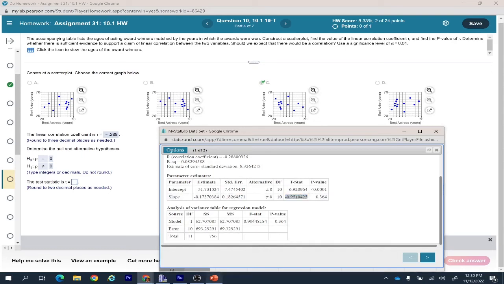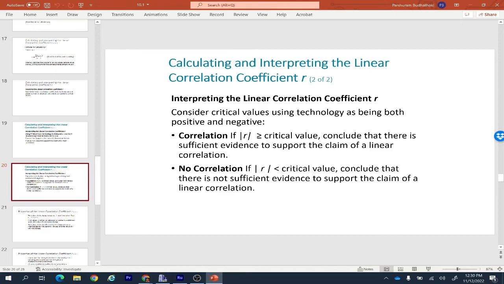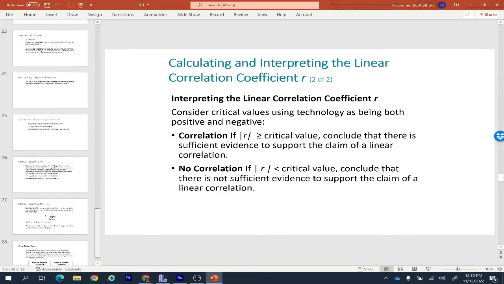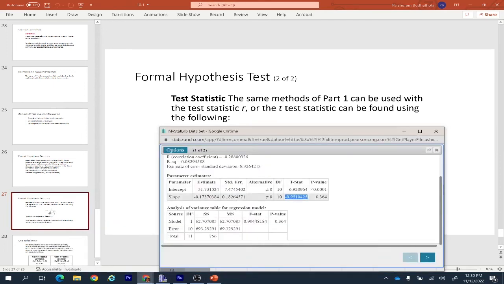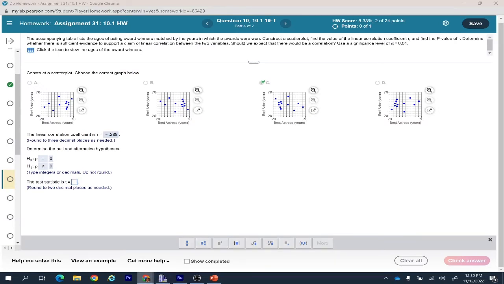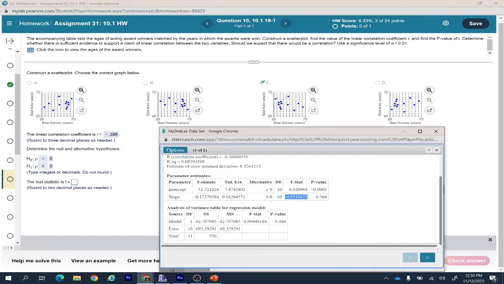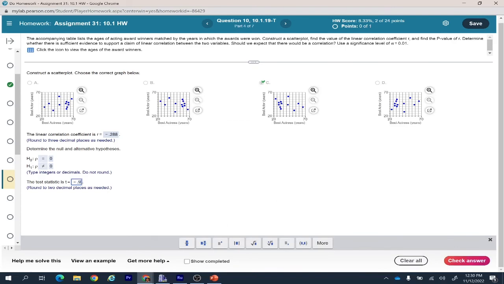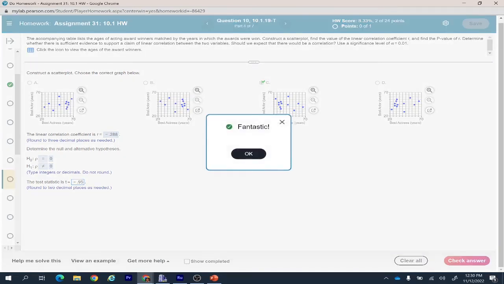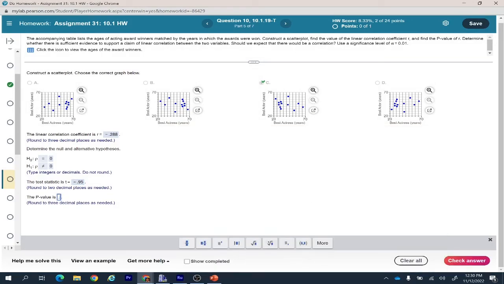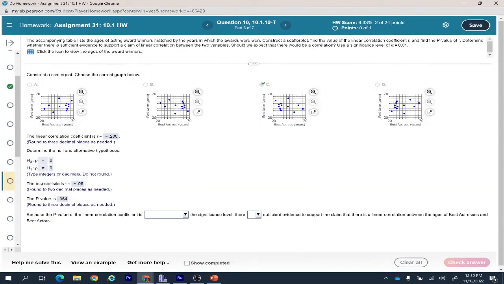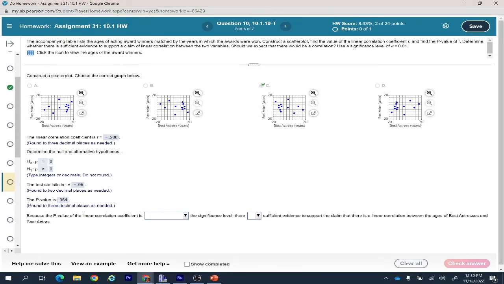You can find this value using your calculator and your formula, which is this formula, or you can use your StatCrunch here, which is negative 0.95, to 2 decimal places. That's our answer. And for the p-value, it's again already given. The p-value is coming from the same row, which is 0.364. So now, as you can see here, the p-value is greater than alpha.